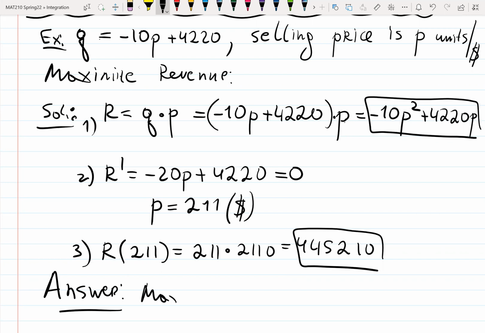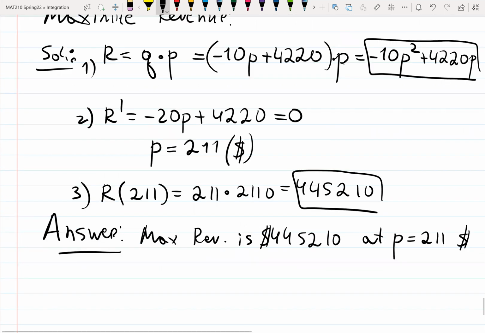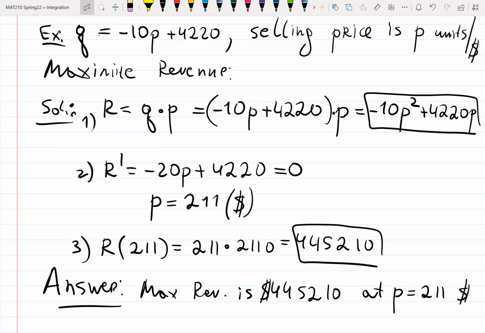Maximum revenue is 44,521,210 at the price of $2111. Both are dollars, for you to know. So this is the one to remember: how to build the revenue function. Let me check questions.